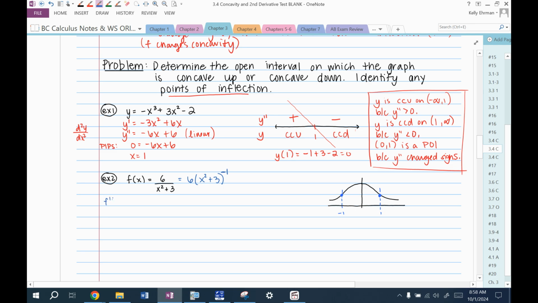So let's find f prime of x. That's going to be negative 6 times x squared plus 3 to the negative 2. And then remember to chain rule. The derivative of x squared plus 3 is 2x. All right, let's clean that up a bit before we take the derivative again. I'm going to leave it with its negative exponent here. So it's negative 12x times x squared plus 3 to the negative 2.